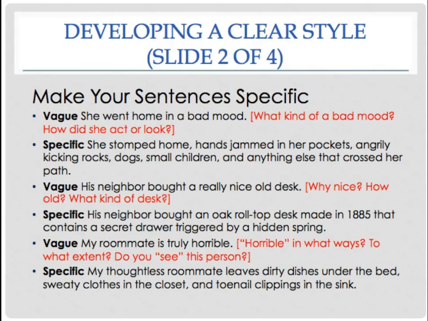So here we have a vague sentence. She went home in a bad mood. Well, what kind of a bad mood? How did she act, or how did she look? So to be more specific, to show versus telling, she stomped home, hands jammed in her pockets, angrily kicking rocks, dogs, small children, and anything else that crossed her path. So here you've said the same thing, only in a much more interesting way. And you know precisely the level of anger. So before, bad mood says, well, she could be a little upset, but this is pretty specific that she's highly upset.